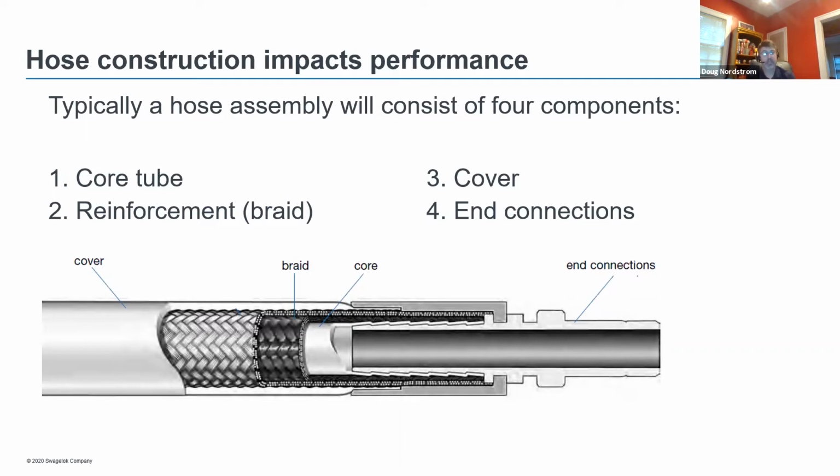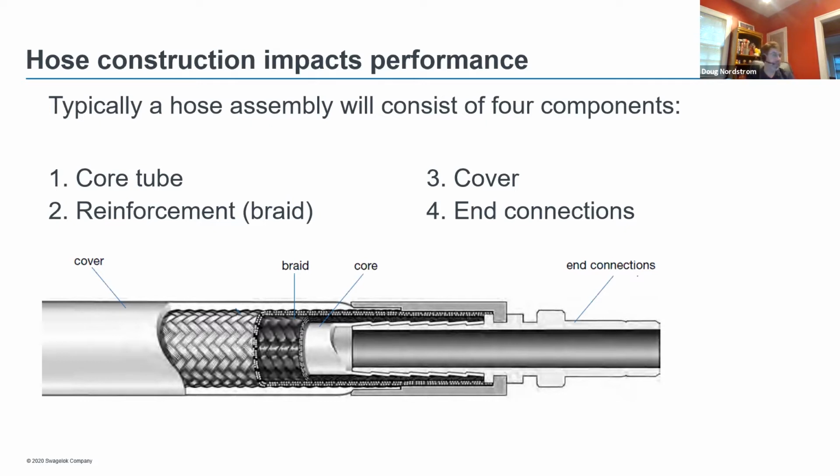But the braid gives the hose its pressure rating. A core material typically can only withstand 30, 40, 50 psi, where once it's braided, hoses can withstand thousands of psi depending on the braid material. The braid many times isn't covered.